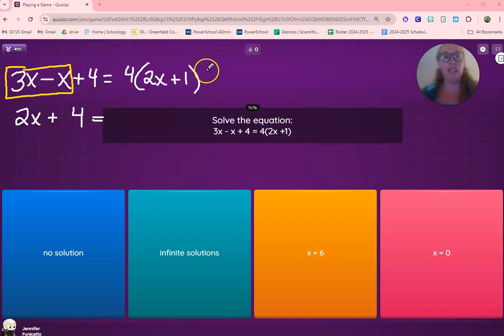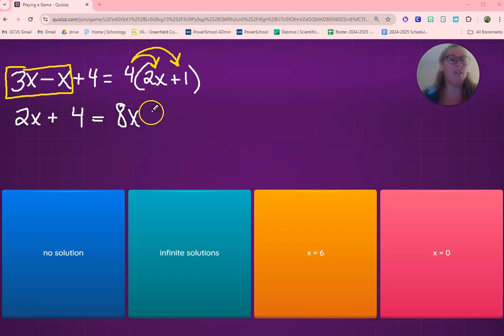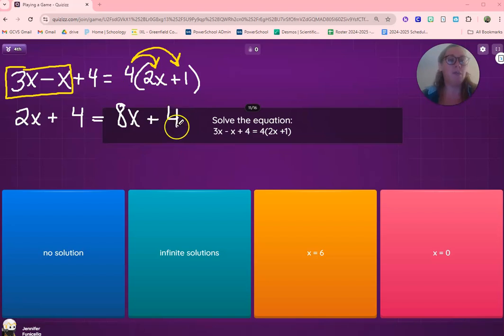And on the right side, we can distribute this positive 4 to the terms inside the parentheses. So 4 times 2x gets us an 8x, plus 4 times 1 gets us 4. So that's a little more simplified, and we can start to solve it.